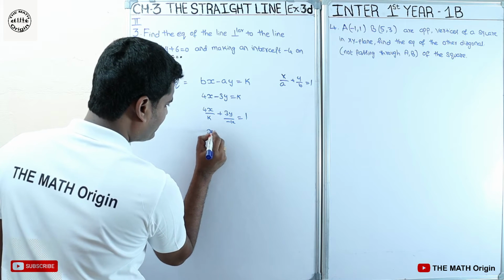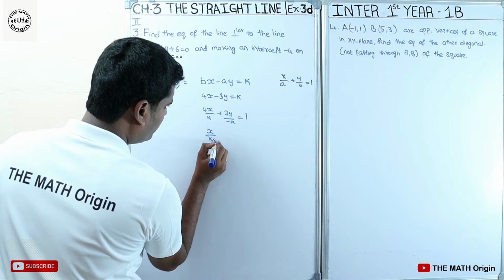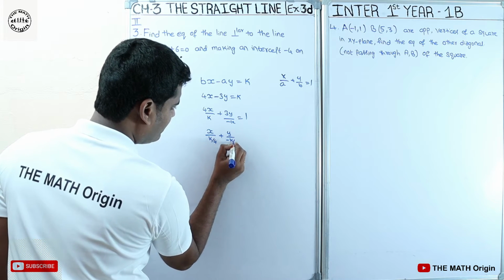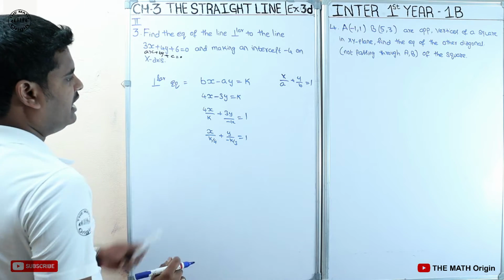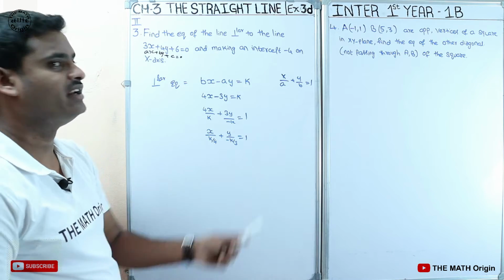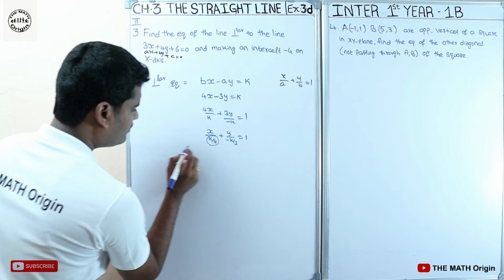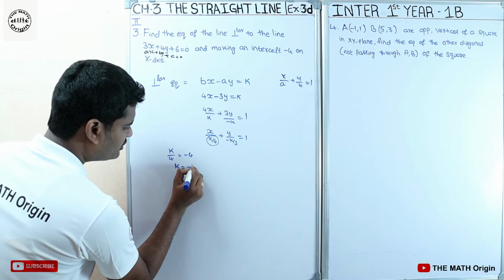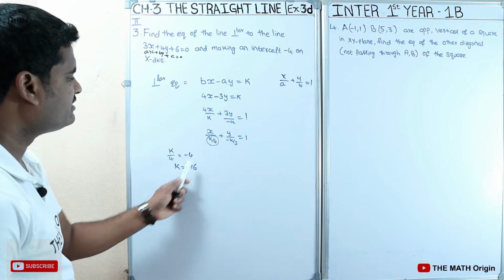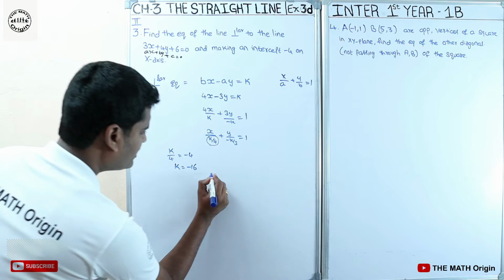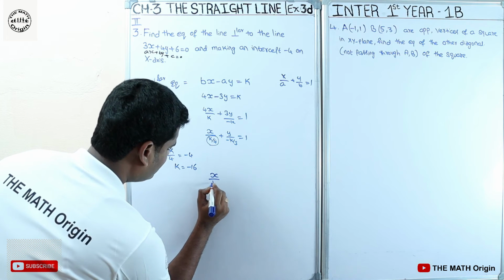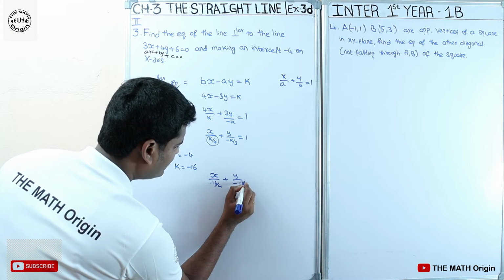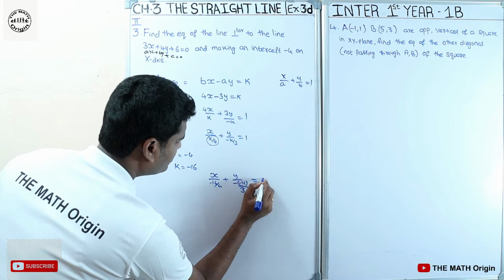Now x by k by 4 plus y by minus k by 3 equals 1, and also they have given that the x intercept is -4. So this value is -4. k by 4 equals -4, k equals -16. Now let's substitute this value in the equation. x by -16 by 4 plus y by -16 by 3 equals 1.